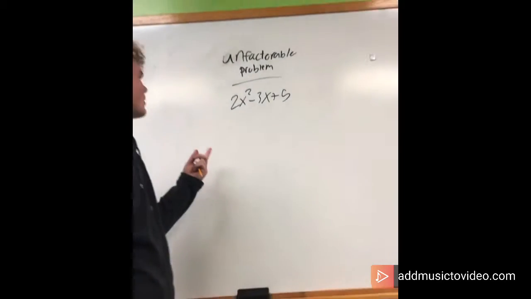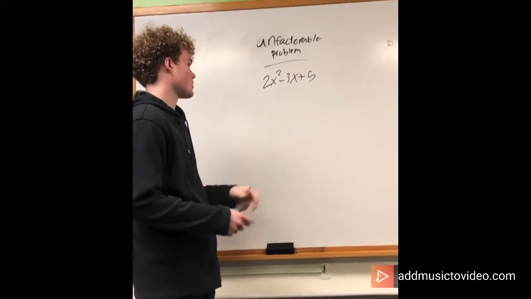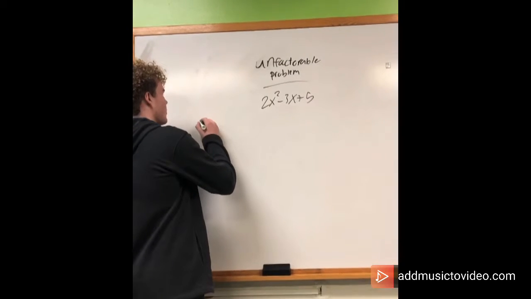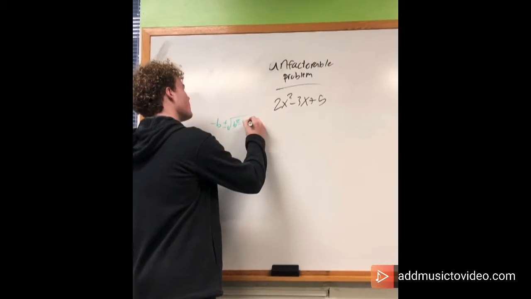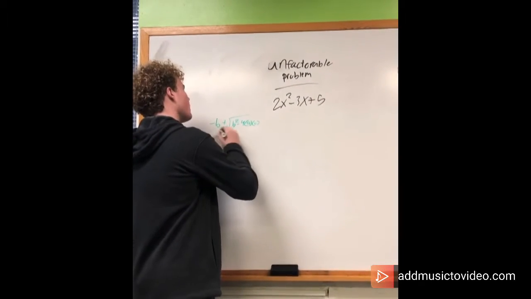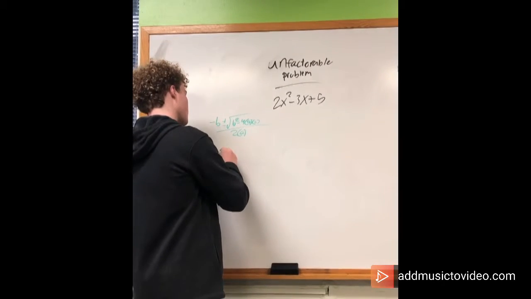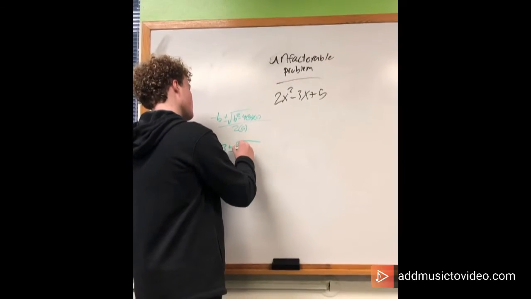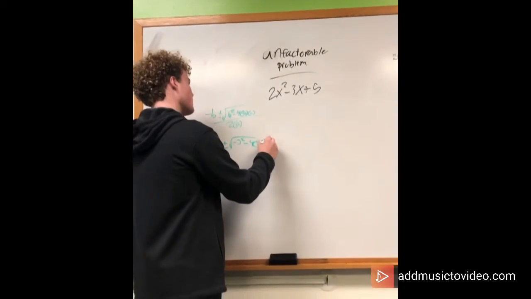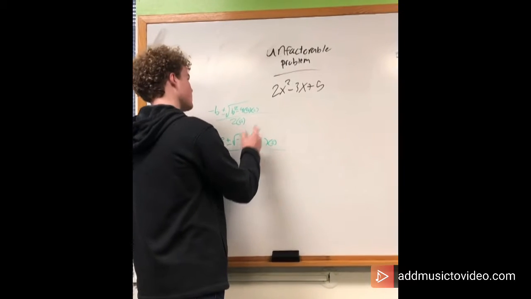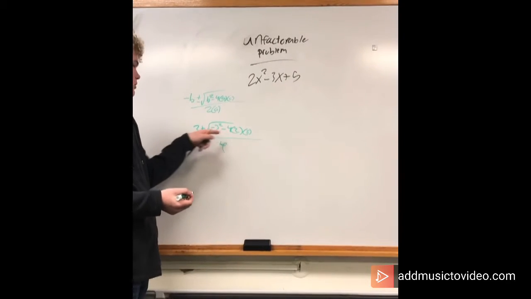To solve an unfactorable problem, you could choose this, but the x factor would not work, so you have to use the quadratic formula. The quadratic formula is negative b plus or minus the square root of b squared minus 4ac, all divided by 2a. So if you plug that in a calculator, you would get 3 plus or minus negative 3 squared minus 4 times 2 times 5, all over 2a, so that would be 4. And you plug just this in the calculator, do not add the square root.